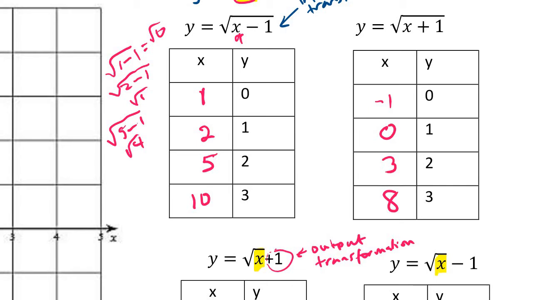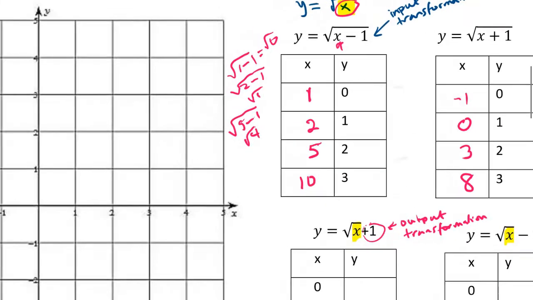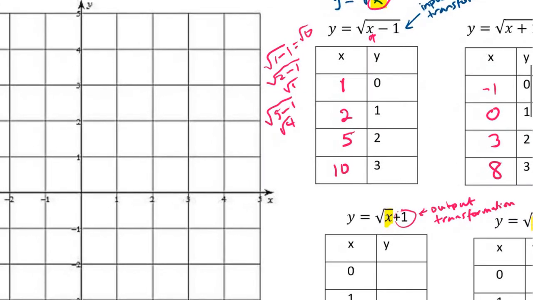Okay, so we have done some transformation to the input. Let's see how that transformation looks on the graph. Let's look at the very first transformation, in which we are subtracting 1 from the input. Let's see how it looks on the graph. So we graph it now. When x is 1, y is 0. When x is 2, y is 1. When x is 5, y is 2.